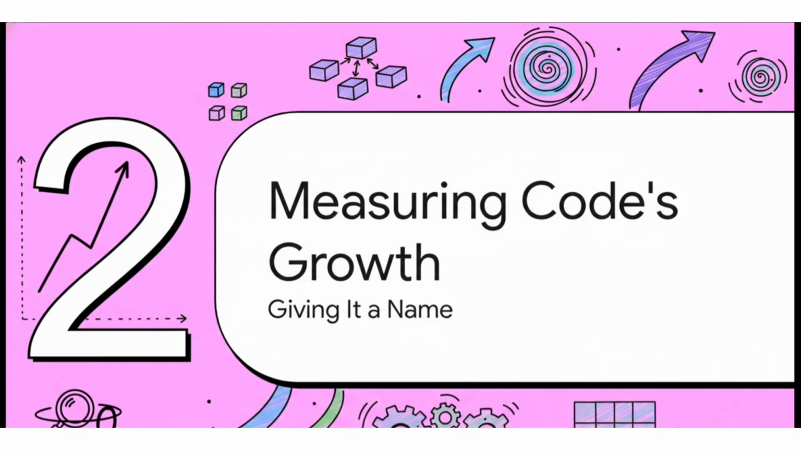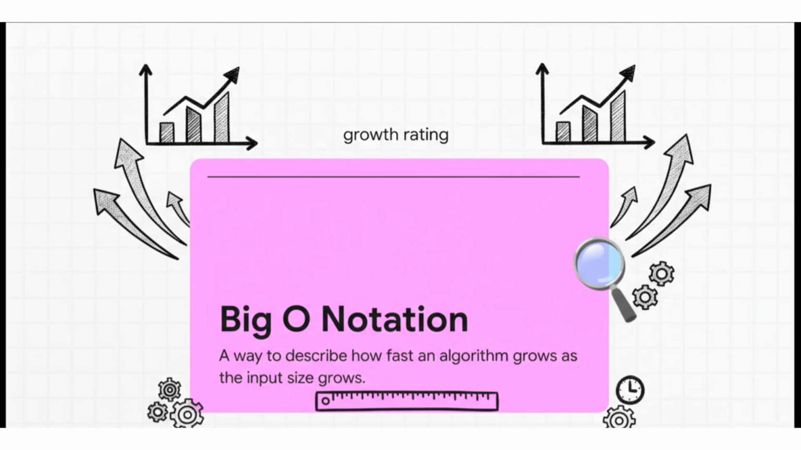And guess what? There's a formal name for this way of analyzing how our code's performance scales. It's called Big O notation. So think of it less like a stopwatch. We're not measuring exact seconds here. It's more like a growth rating for your code. It's how we classify algorithms based on how they react when you throw more and more data at them.